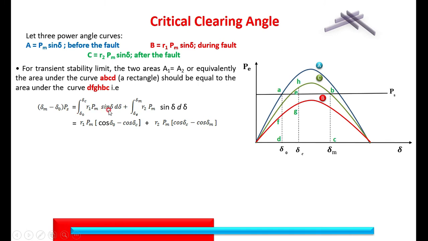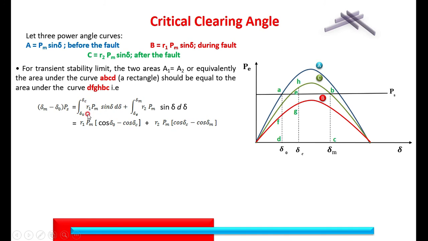Then you just have to integrate this. Sin delta integrates to minus cos delta. Put the upper limit and the lower limit here. Then what are we getting? R1 Pm is the constant. Then we are getting cos delta C minus cos delta naught, but the integration of sin delta is minus. Therefore, what I am getting is cos delta naught minus cos delta C, if we are putting the upper and lower limit.